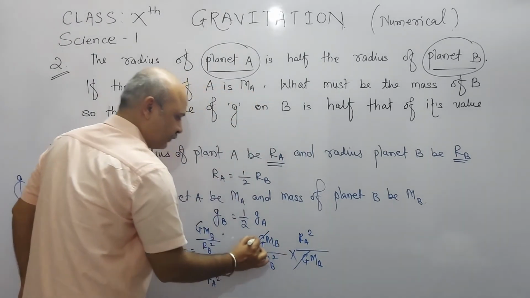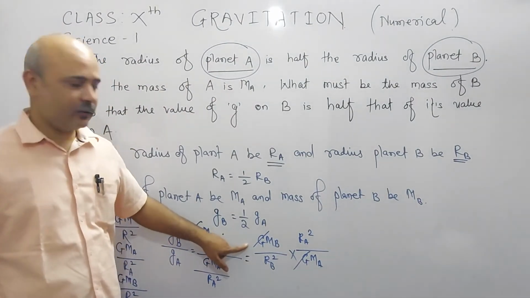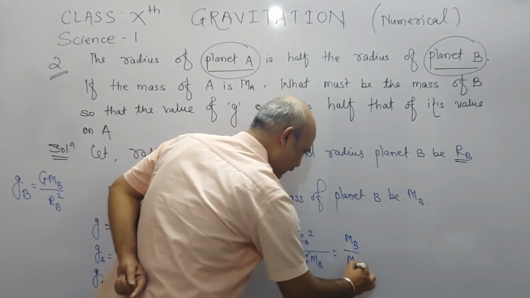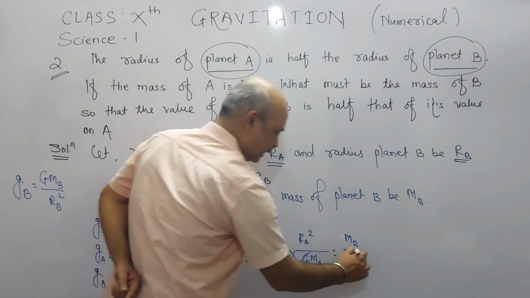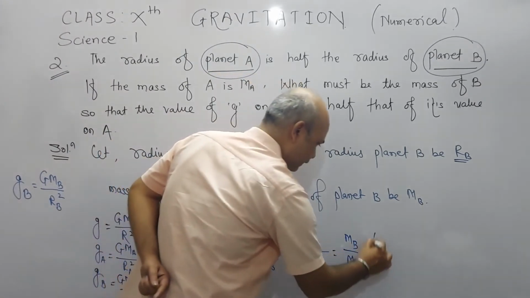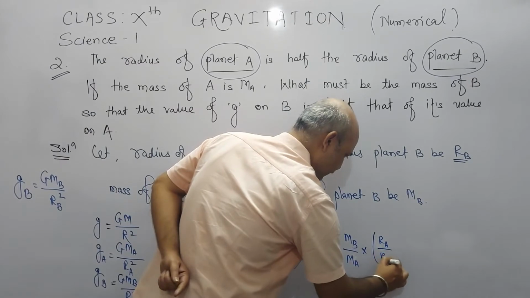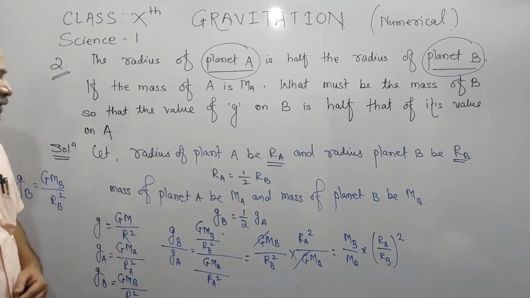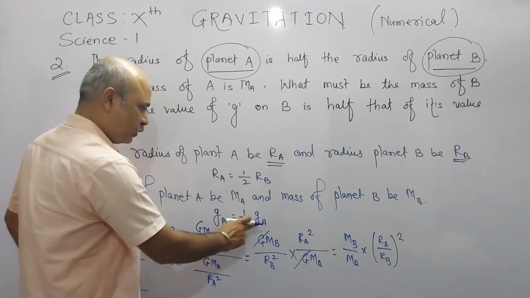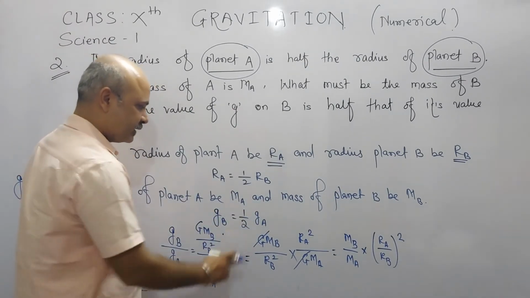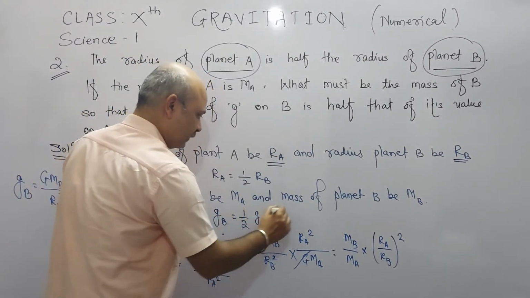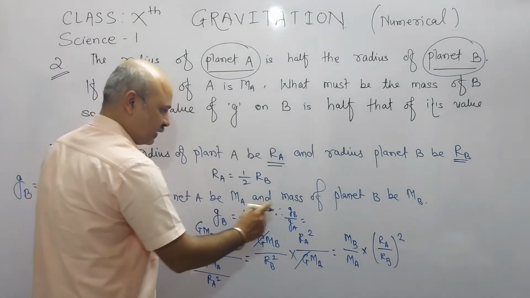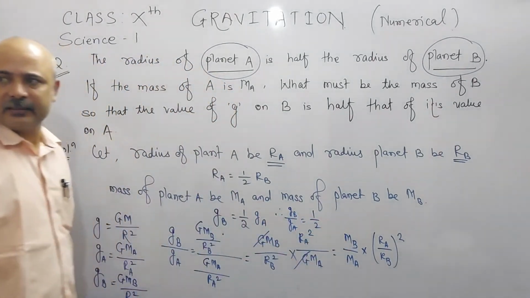Now we'll cancel G with G. So G is cancelled out with G. So what you will get? MB upon MA into RA upon RB, the whole square. Now first we will write GB upon GA. When you transfer, GB upon GA will be half, right?